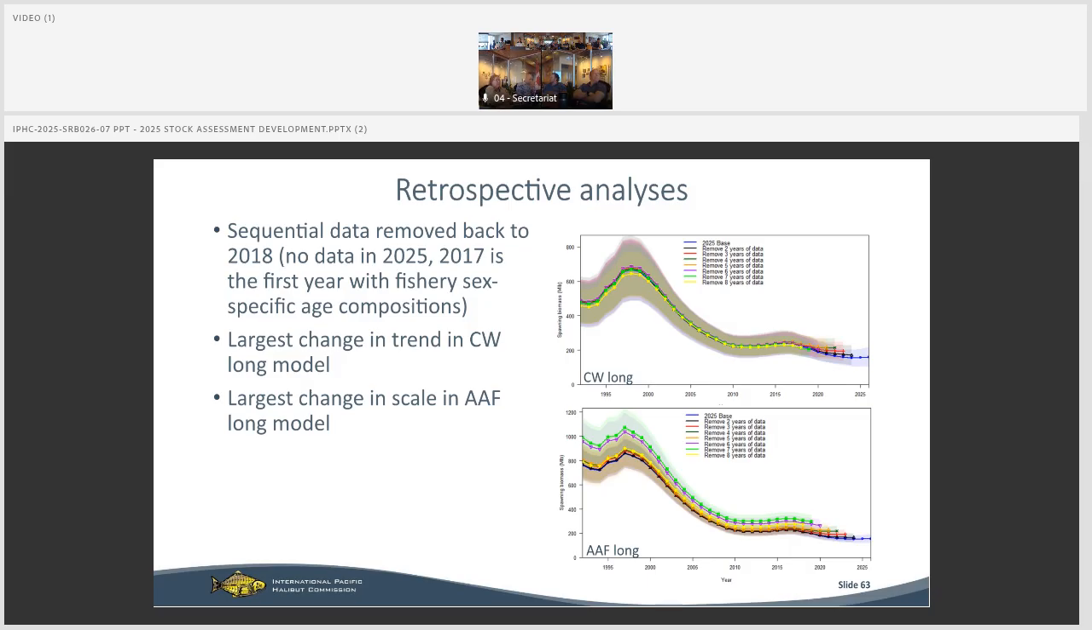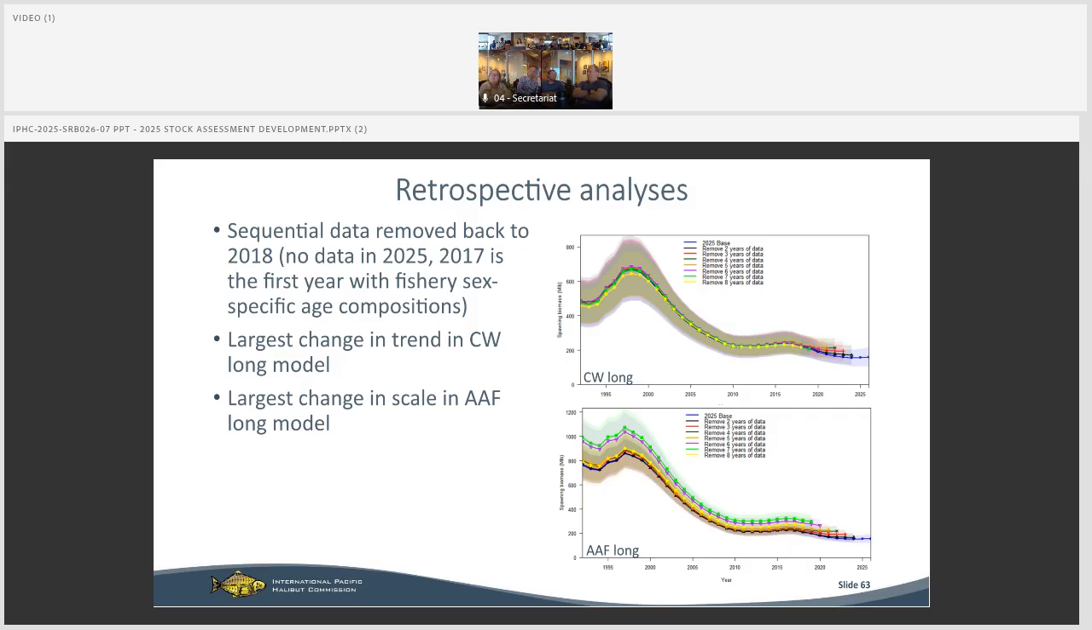These are terrible retrospectives. They're not terrible. They're nothing like the retrospective we had back in the early 2000s. That is a difference of about 80 million pounds in whatever year that is. Yeah. Your longest peel is almost double the size of the recent one.